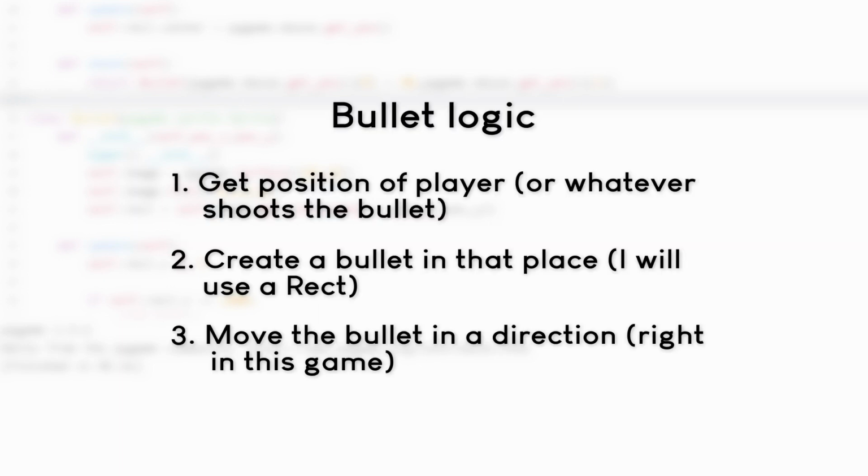Let's jump right in, and let's start by talking about the logic of how we are going to do all of this. And it's actually surprisingly simple. All we need is to get the position of our main character, and from that position we create a new rectangle and move it to the right. And in our case, our bullets can only go to the right. However, with just a bit more code, you could basically set any direction that you want.